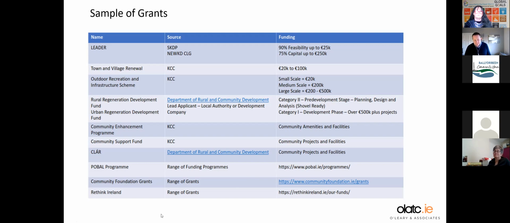Rethink Ireland is another source of funding. Look at the grants they have. Again, they're very specific to specific areas. Similar to Community Foundation, they have a list of grants that are open and grants that are closed.